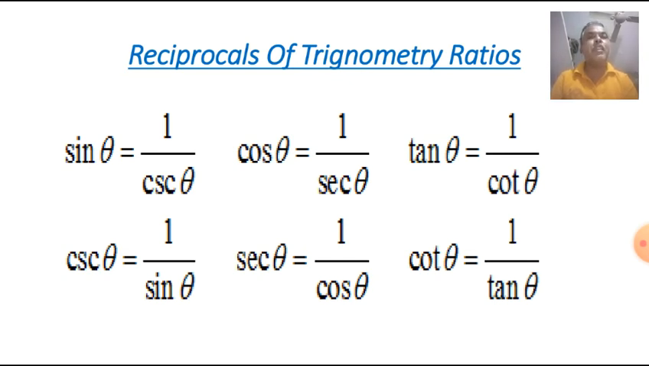That means in place of sin theta, we can replace 1 by cosecant theta if required. Similarly, in place of cosecant theta, we can replace 1 by sin theta if required. Similarly, cos theta can be replaced by 1 by secant theta, and secant theta can be replaced by 1 by cos theta. Tan theta can be replaced by 1 by cot theta, and cot theta can be replaced by 1 by tan theta.